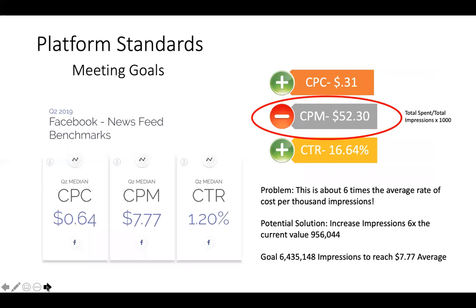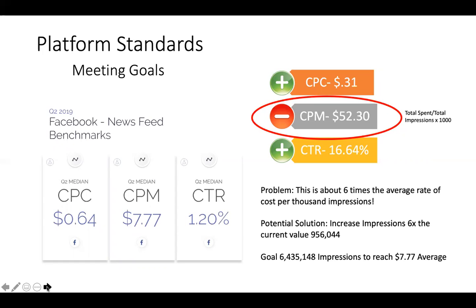We went ahead and took a look at the platform standards. You can see what goals were met and where we fell short. These are the Facebook benchmarks from Q2 of 2019. The cost per click was great at 31 cents compared to 64 cents. So that was less than half of the average. We talked about the cost per 1,000 on the last page being $52.30. That's more than 6 times the average rate of cost per 1,000 impressions. So we do need to work on that, I believe.